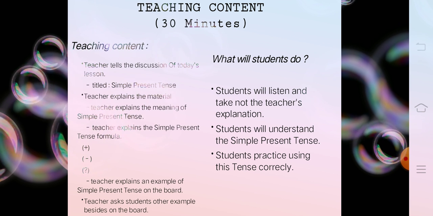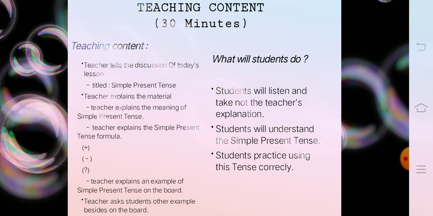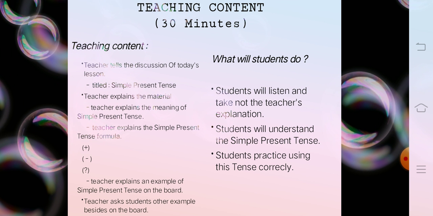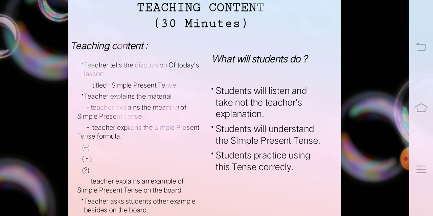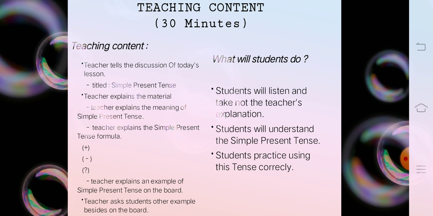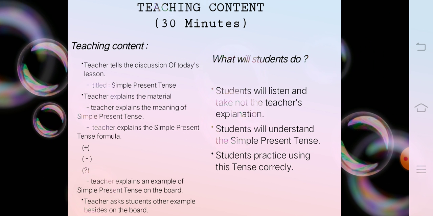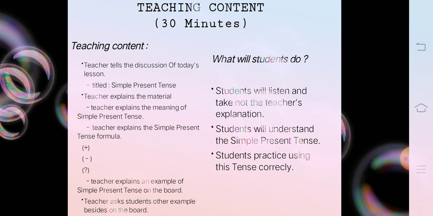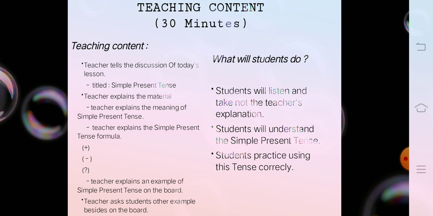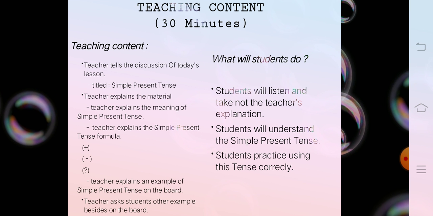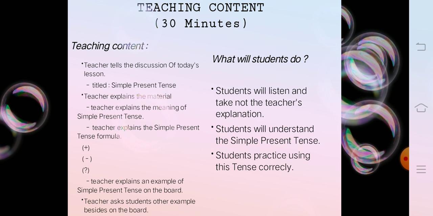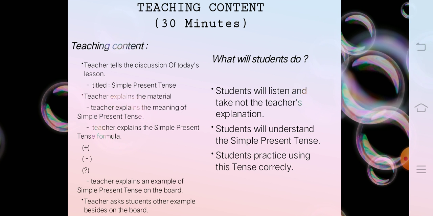So, what is verb 1? Verb 1 is a bare infinitive that can have the addition of s or es. For example, wants, goes, and does. Then, the teacher shows the formula of simple present tense, positive, negative, and interrogative, along with examples on the board.